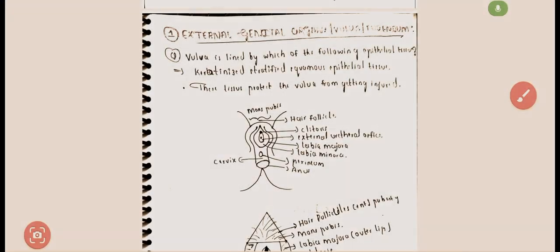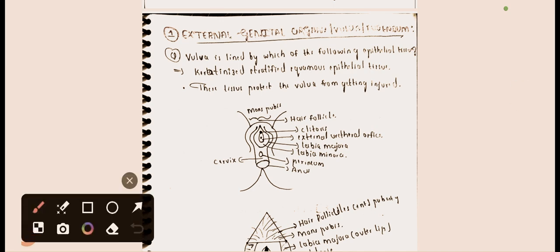Hello guys, today we will study the continuation of the anatomy and physiology of the female reproductive system. In this class we will study the external genitalia organ, also called the vulva or pudendum. In the first question: the vulva is lined by which of the following epithelial tissues? That is the keratinized stratified squamous epithelial tissue.